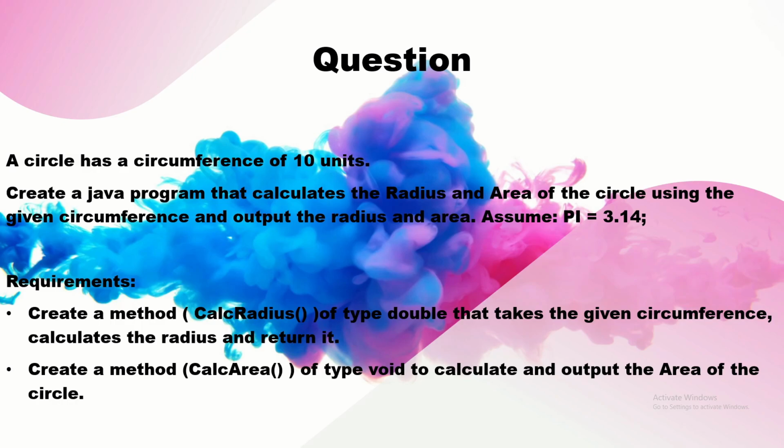Then for the second point, a method called calcArea. I'll highlight method calcArea, I'll highlight type void, and I'll highlight calculate and output area. That immediately tells the name of the method, the type of the method, the function of the method, and what it needs to do, which is output the area. All right. So now with that information done, let's go into Visual Studio and start coding.